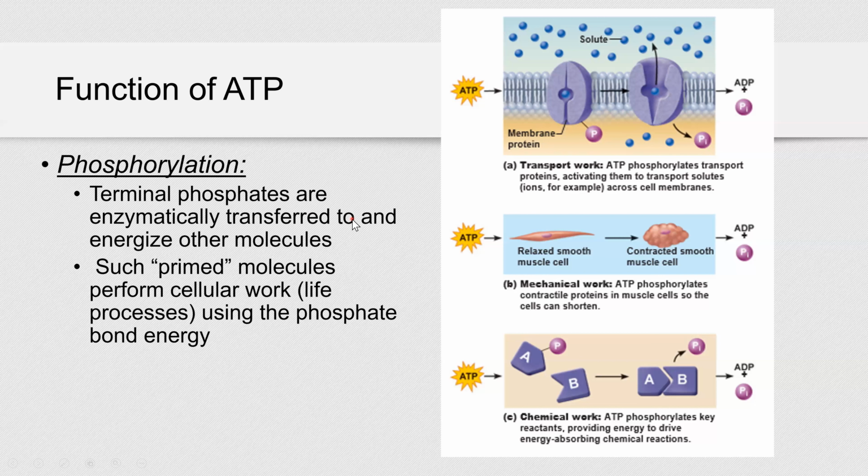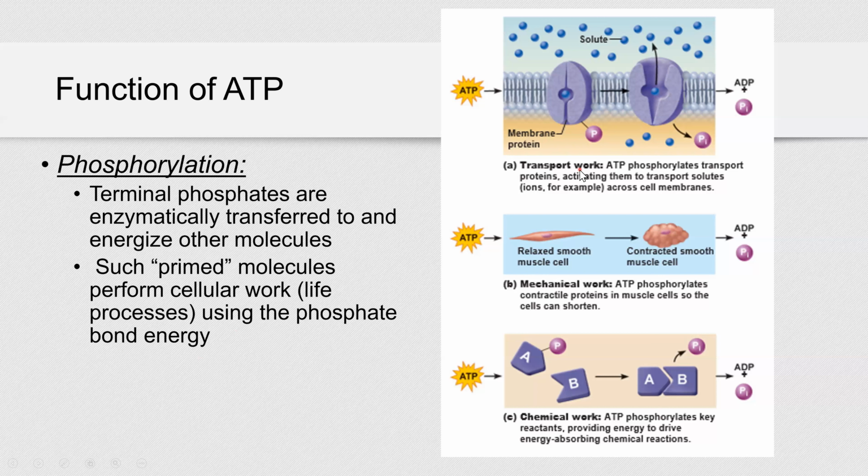So when you phosphorylate proteins, those proteins start doing something. Like you phosphorylate this protein over here, and it changes its shape and allows molecules to move through this protein, right? Or you phosphorylate proteins within your muscles and now those proteins can contract. Or you phosphorylate reactants and they can react, forming products, right? So terminal phosphates are enzymatically transferred to and energize other molecules, and such primed molecules perform cellular work, life processes, using the phosphate bond energy.